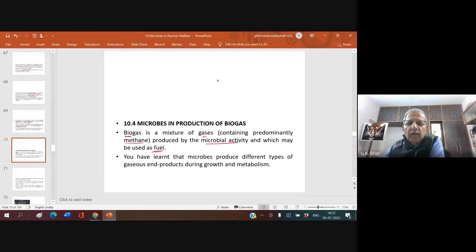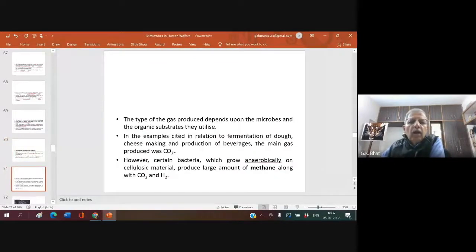You have learned that microbes produce different types of gaseous end products during growth and metabolism. The type of gas produced depends upon the microbes and the organic substrate they utilize. I hope you have understood. The type of gas produced depends upon the microbes and the organic substrate they utilize. Of course, you might have felt this in your day-to-day experience.